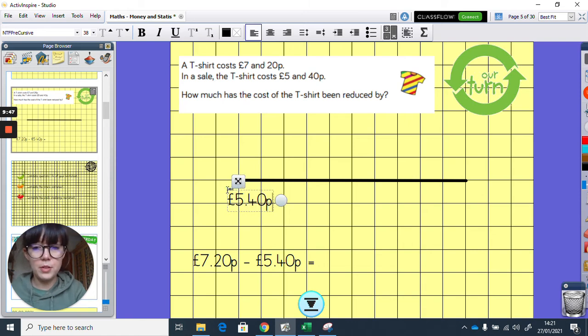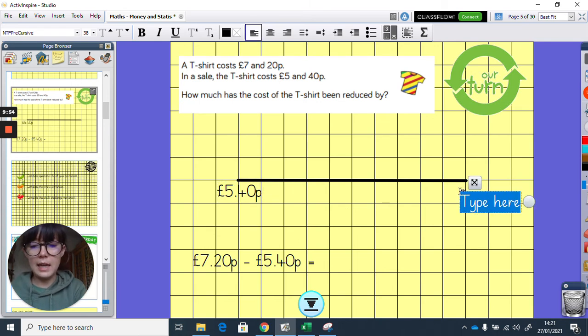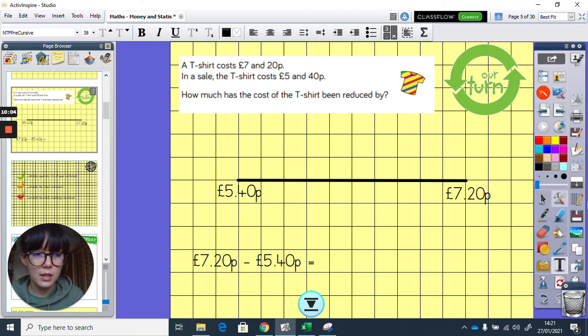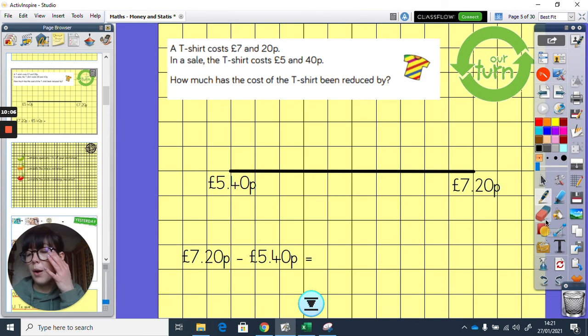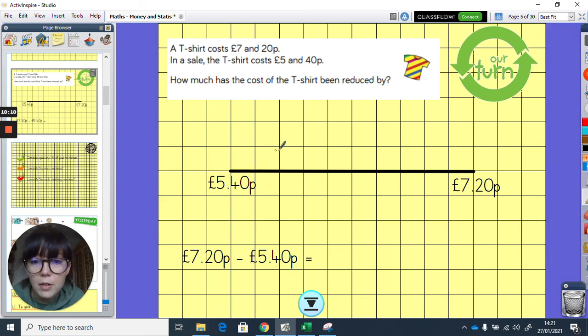Put £5.40 at one end of the number line, so that's going to be the first line, because obviously we're starting at £5.40, and now we're going up to £7.20, okay? So we're going to count up from here to here to find the difference. You can count up however you like. You could count up in ones, £5.41, £5.42, £5.43, all the way up to £7.20, but that would take ages. We don't want to bother with that because we can do it a much quicker way.